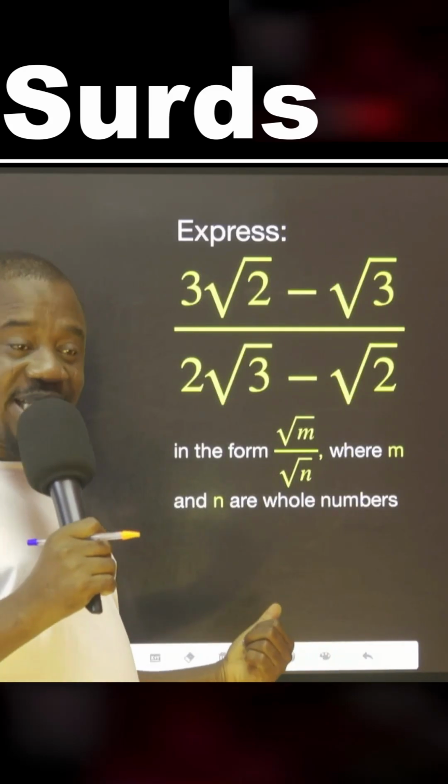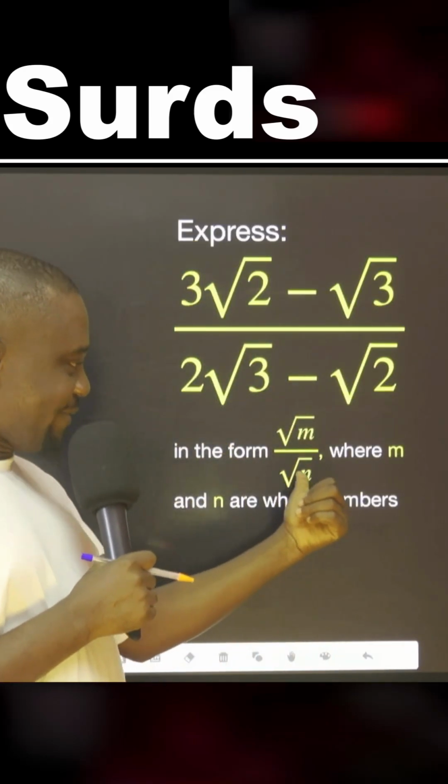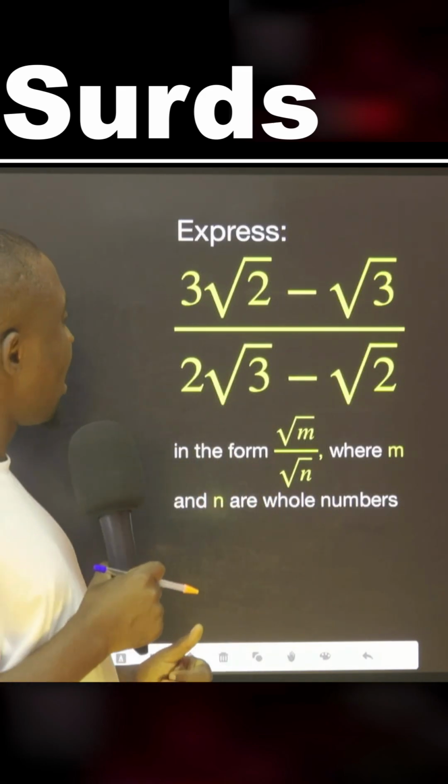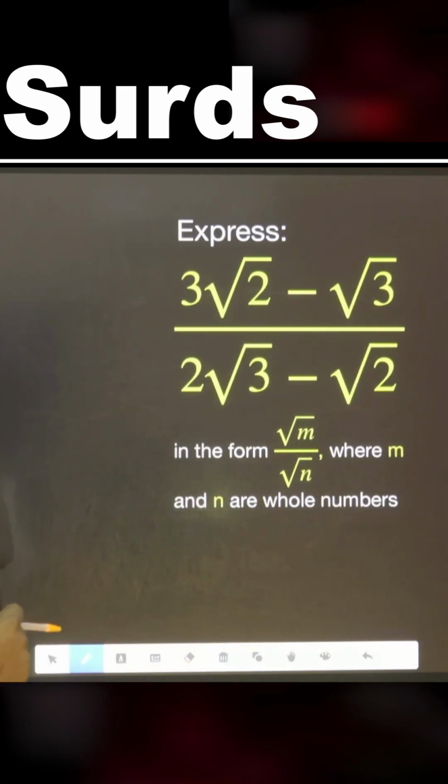at this. It says, express this in this form, where m and n are whole numbers. Okay? How do you go about it? This same thing. Don't waste your time.